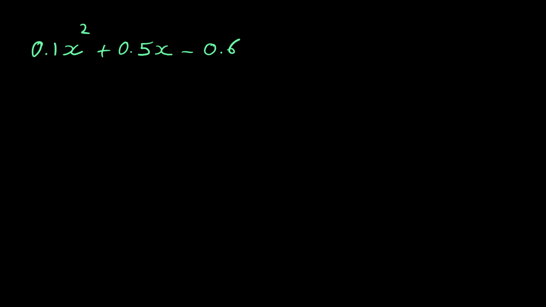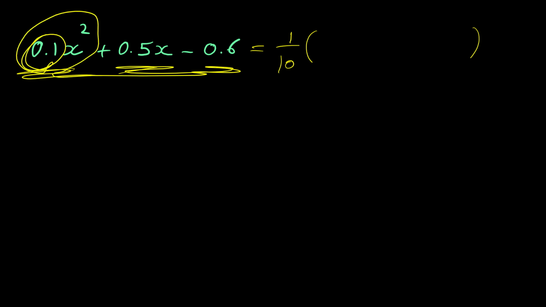So if we multiply all of these terms by 10, then of course we have to put the 1/10 outside, then we multiply every single term by 10. 10 times 0.1 is 1, so we just have x to the 2. Then 10 times 0.5x is 5x. 10 times negative 0.6 is negative 6.